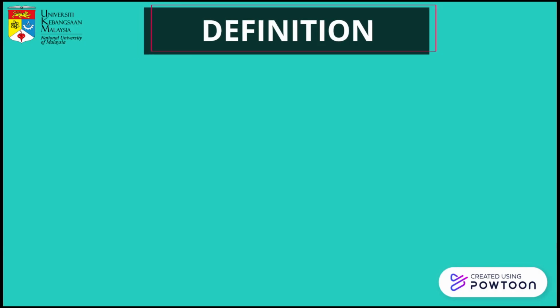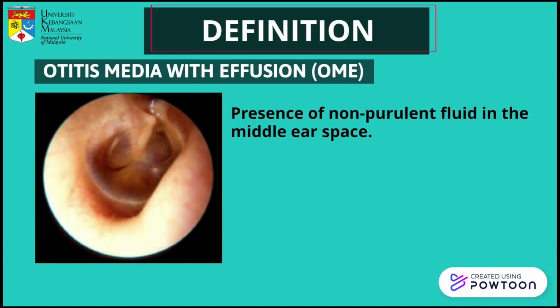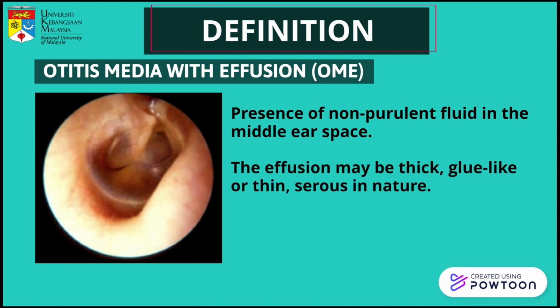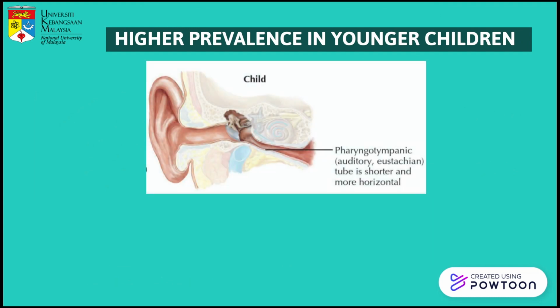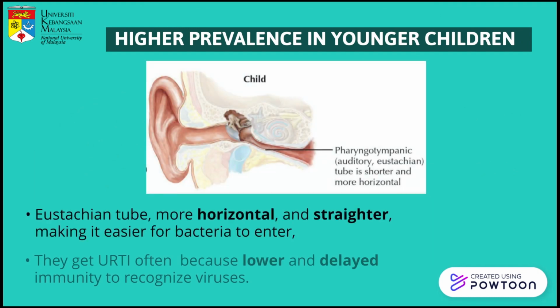As a definition, otitis media with effusion is when there is presence of non-purulent fluid in the middle ear space. The effusion may be thick, glue-like or thin, serous in nature. It is commonly seen in young children 3 to 6 years old attending kindergarten or nursery. This is because their eustachian tube is more horizontal and straighter, making it easier for bacteria to enter. They get URTI often because of lower and delayed immunity to recognize viruses.